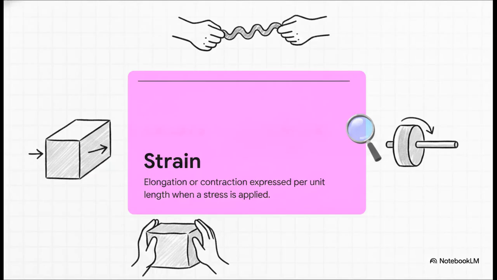So, whenever any of these external stresses, whether it's tensile, compressive, shear, or torsional, are applied, materials have to react. They deform. And in the world of engineering and materials science, we measure that deformation as strain. Strain is essentially just the elongation or contraction of a material, expressed as a ratio of its change in length compared to its original length. Simply put, stress is the action and strain is the reaction.